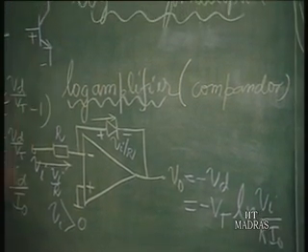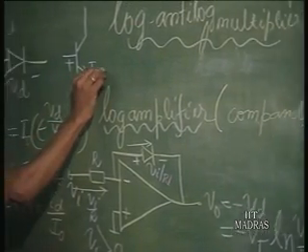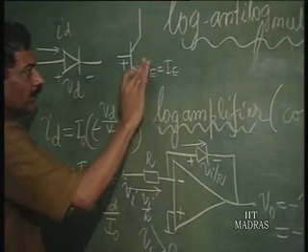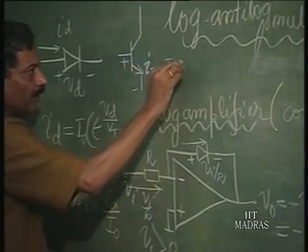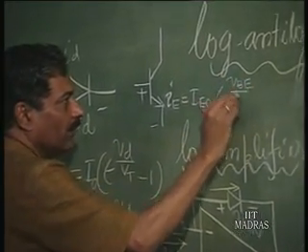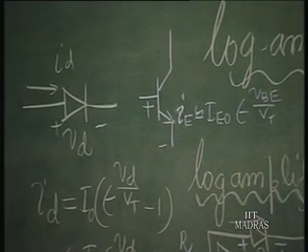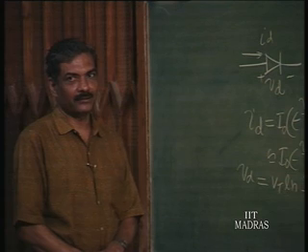This is going to be forward biased, and if this current is IE naught, IE is going to be IE naught exponent VBE by Vt, approximately, when it is forward biased. So, instead of a diode I can use a transistor connected as a diode.